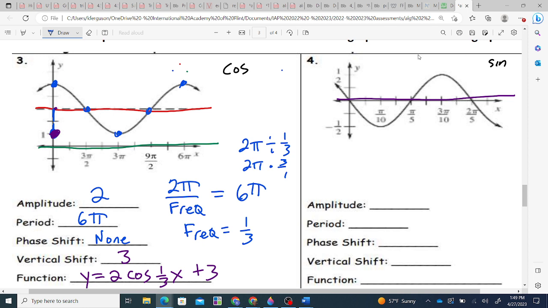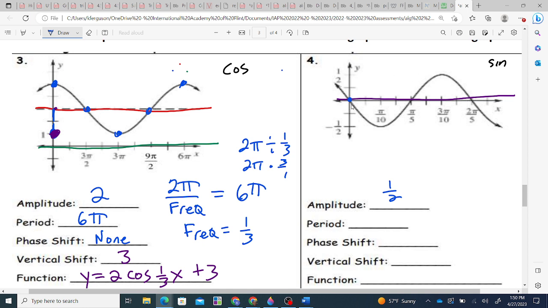All right. So, what do we do about the second one? There isn't a vertical or a horizontal shift, but what's the amplitude? Amplitude is 1/2. From the midline to the highest point is 1/2. So amplitude is 1/2.